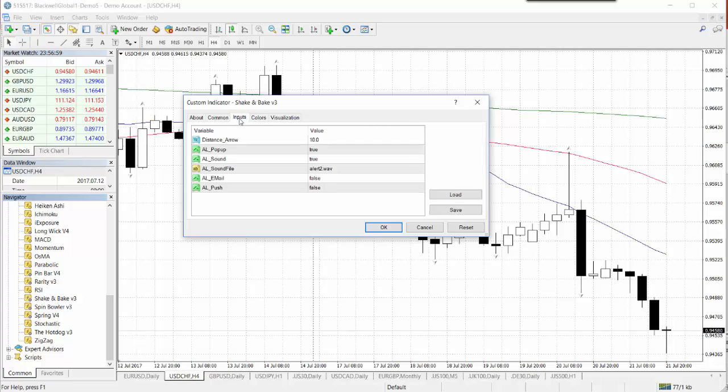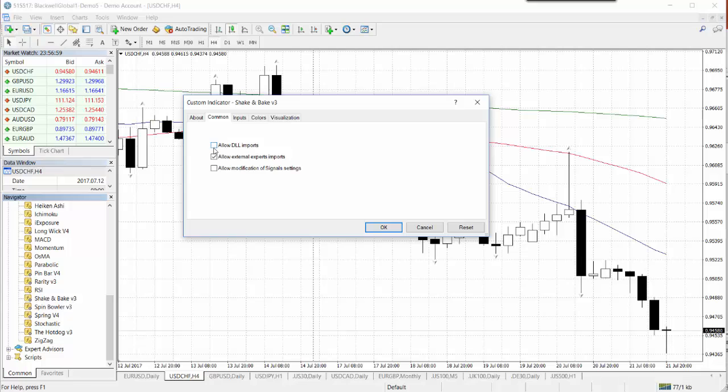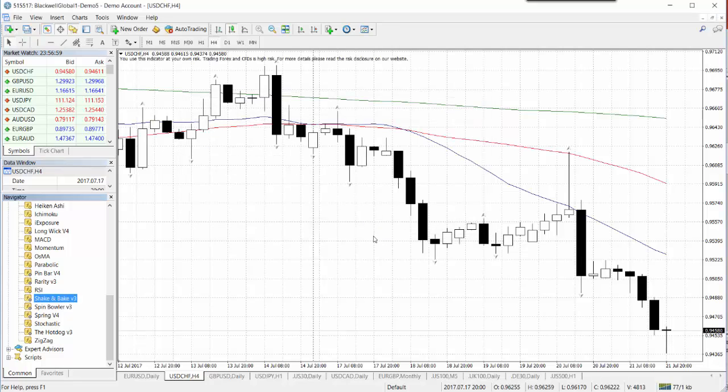As I said, there's not really any need to make any difference with the inputs, but we like to make sure that we've got the allowed DLL import selected. And then we can look at the shake and bake itself.